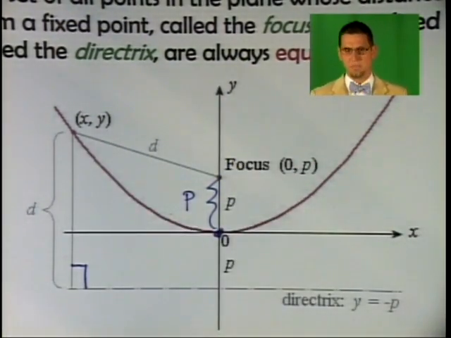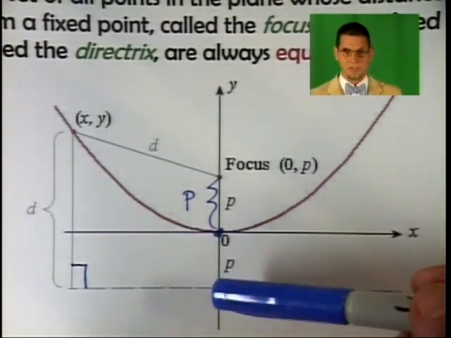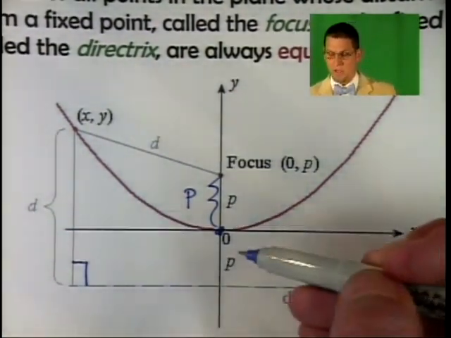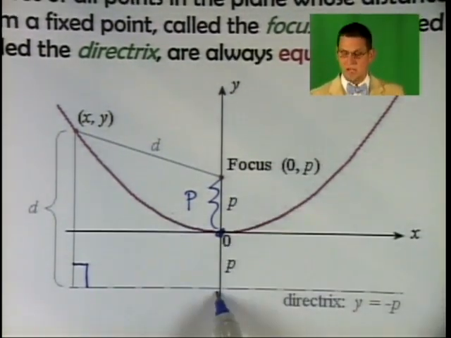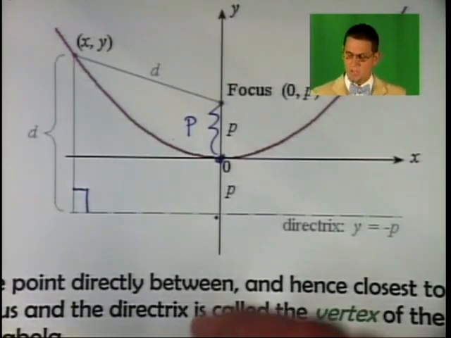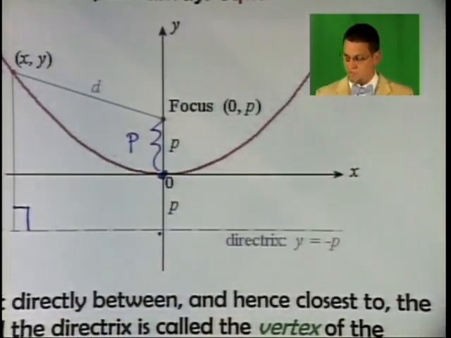Well, that precisely by definition is the same as the distance from that vertex, which is on the parabola, to the directrix. And so P units up to the focus, P units down to a point that's on the line that is the directrix. Okay? Now the point that's directly, consequently, between the focus and the directrix is the vertex.